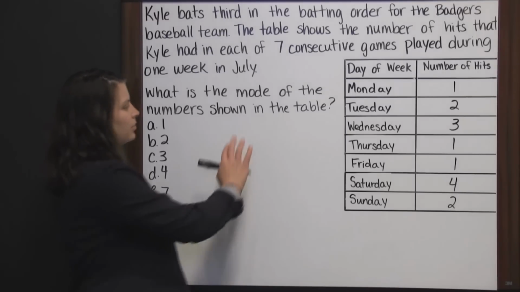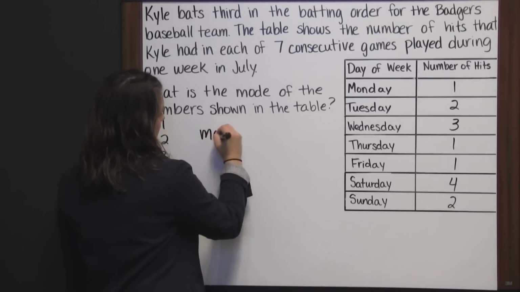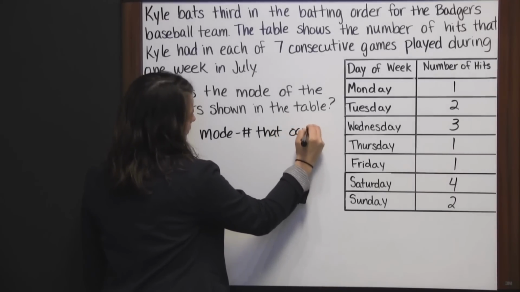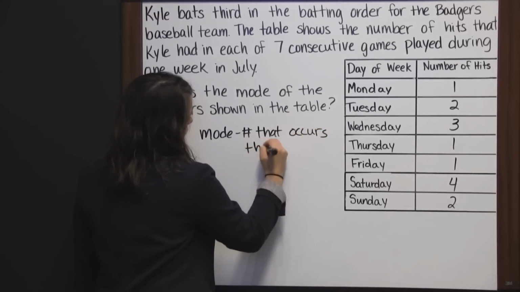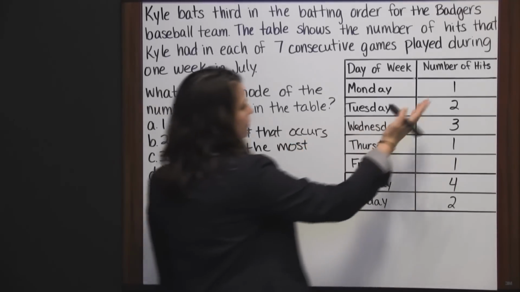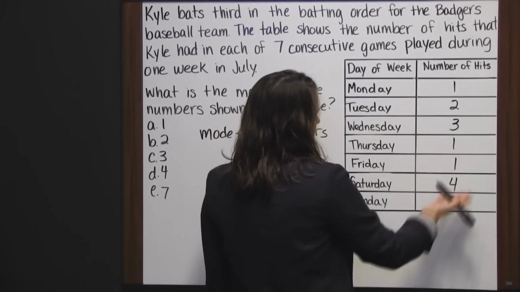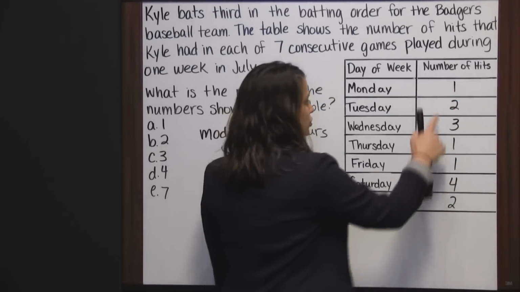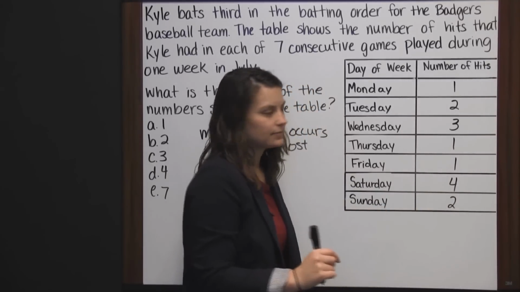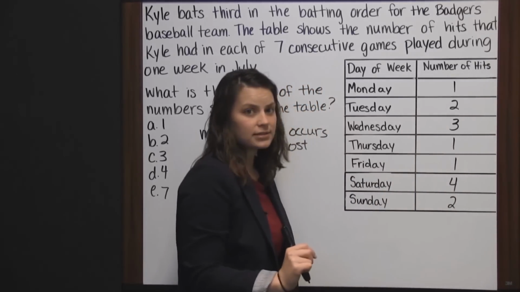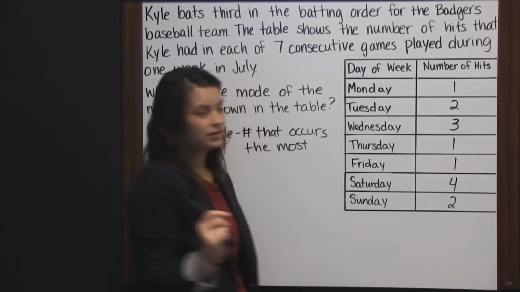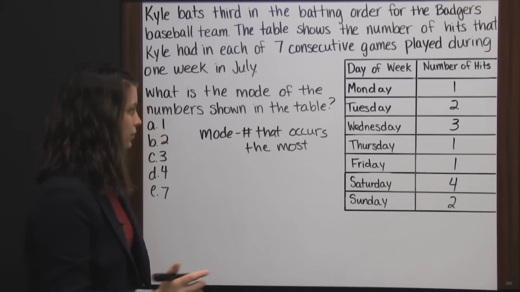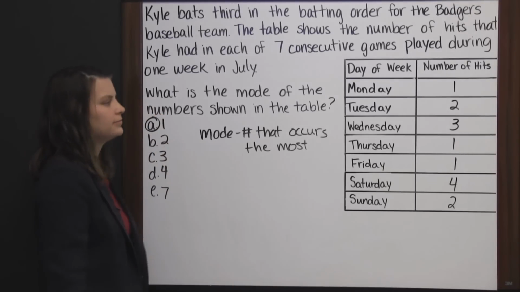Mode means the number that occurs the most. So out of these numbers, 1 occurs 1, 2, 3 times. 2 occurs twice. 3 occurs once, and 4 occurs once. So the number that occurs the most, or the mode, is the number 1.